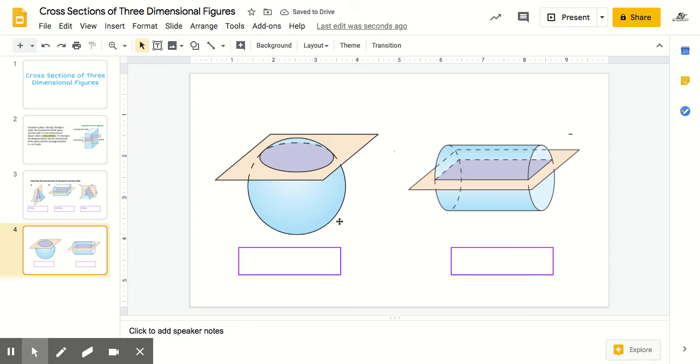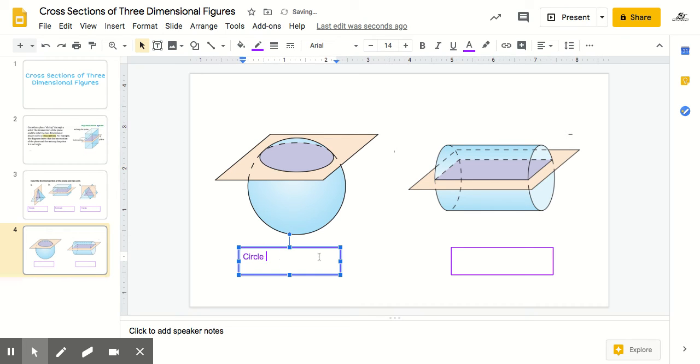Okay. Last but not least, we got a couple more. Here we have a sphere, and the sphere was sliced by a plane that created this purple shape. What kind of shape is this? It is a circle. Okay, and then here we have a cylinder. This cylinder was cut by a plane and formed this purple shape. What kind of shape is this purple shape? It is a rectangle.